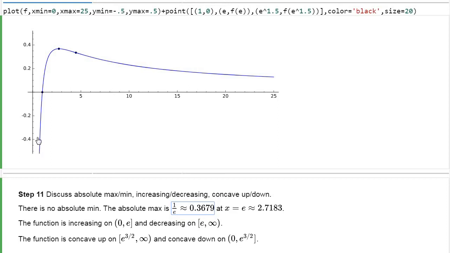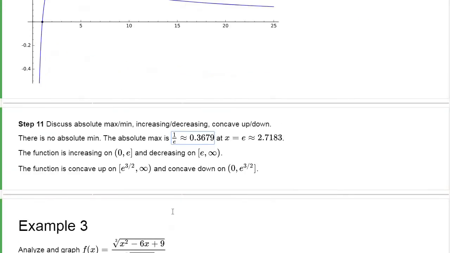It's increasing from 0 until the peak at e. It's decreasing from e on up to infinity. It's concave down from 0 until the inflection point at e to the 3/2. And from e to the 3/2 on, it's concave up.